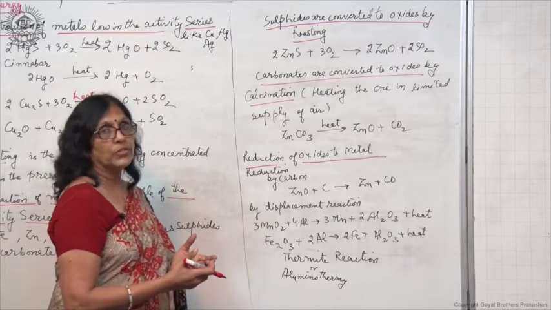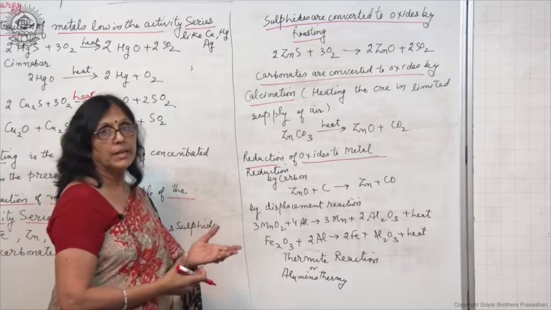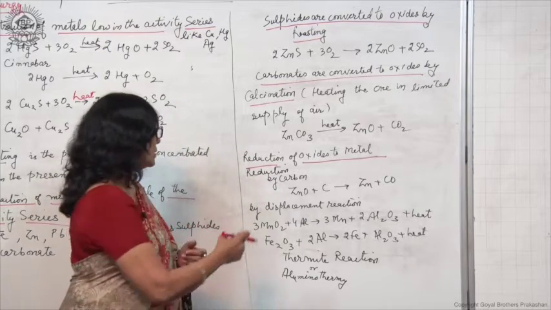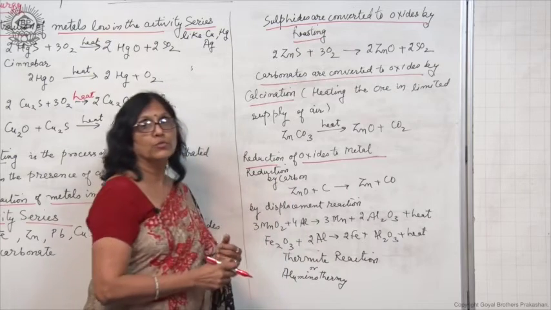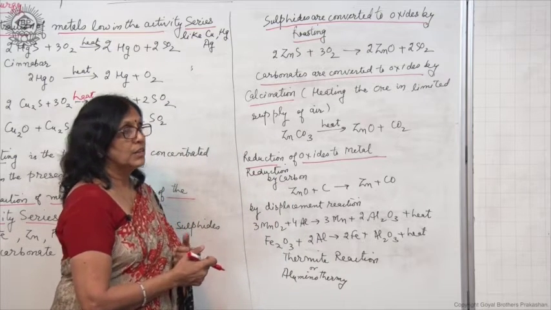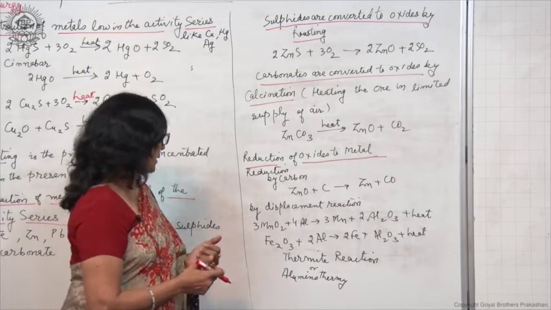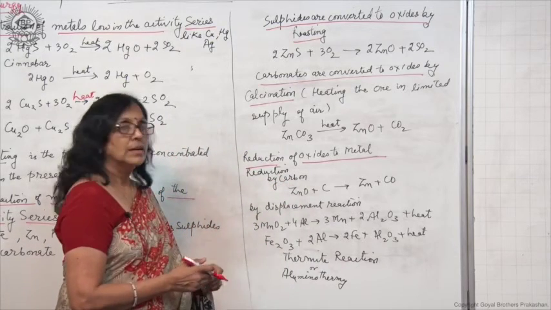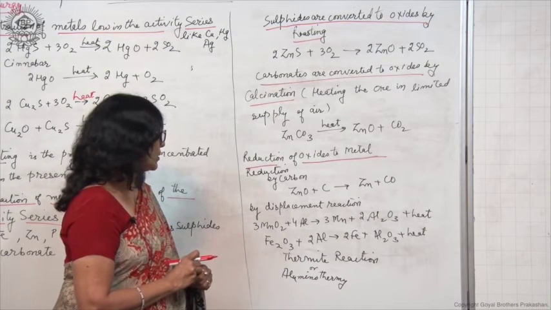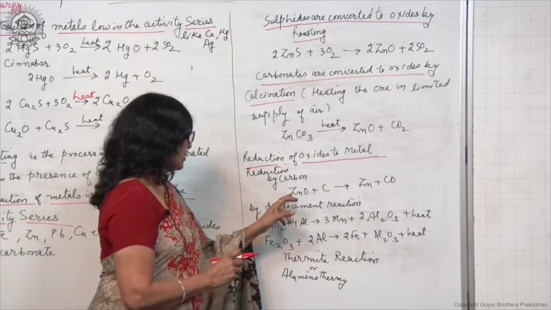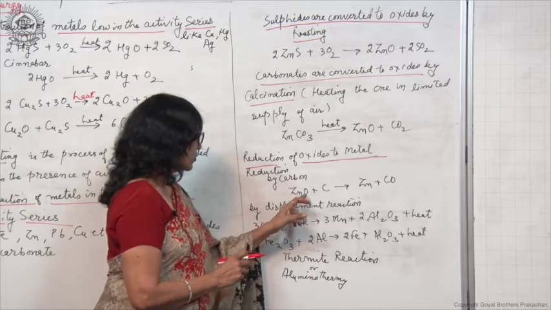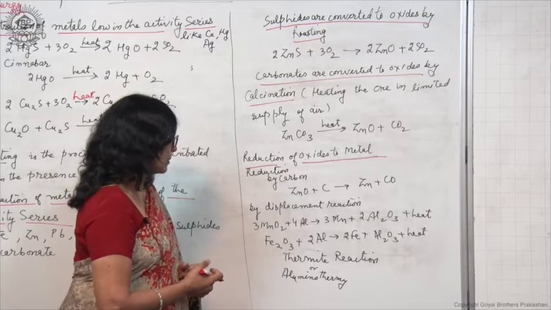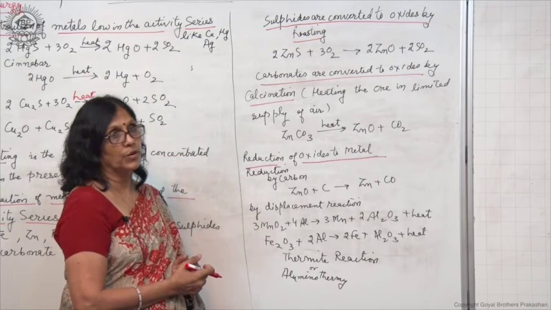Now, the next process is to obtain metal from the oxide, that is by reduction of oxides to metal. How can we reduce these oxides to get the metal? Reduction can be done by carbon. Carbon can be used as reducing agent. So, here what happens, zinc oxide can be reduced to zinc by heating with carbon and we get zinc, and carbon monoxide also.